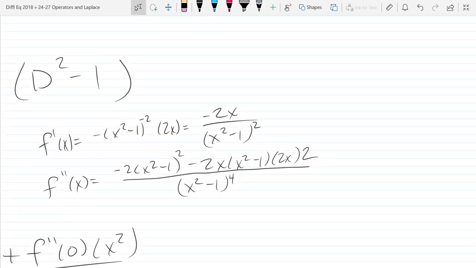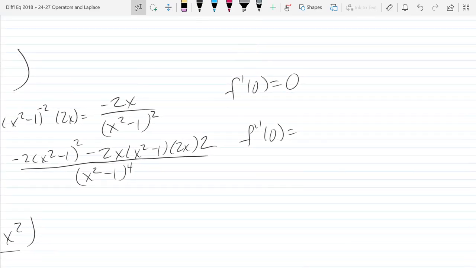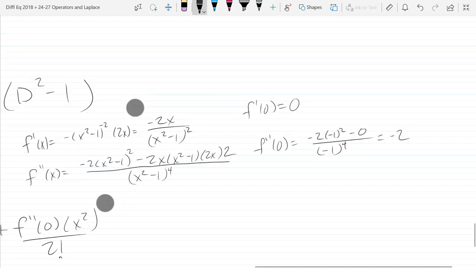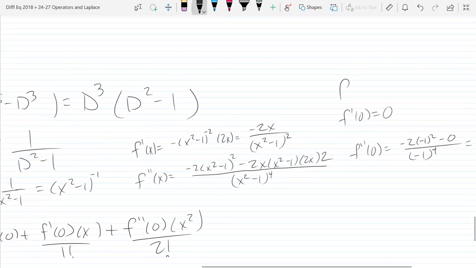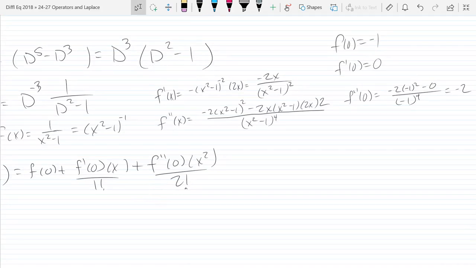All right, we're going to plug in zero for these. Well, f prime of zero is zero, that was easy. F double prime of zero is negative two times negative one squared minus zero over negative one to the fourth, which is negative two. And then regular f of 0 is negative 1. Any questions on the three coefficients?